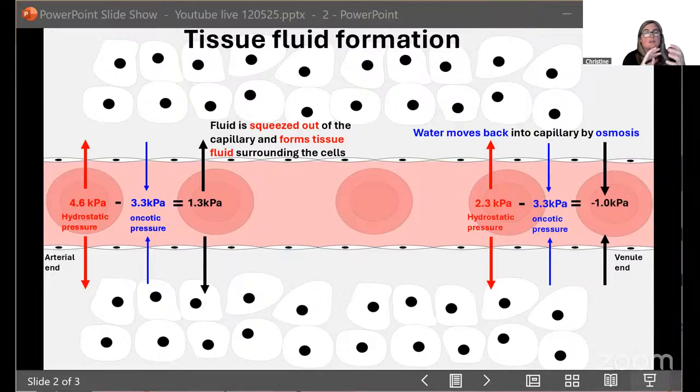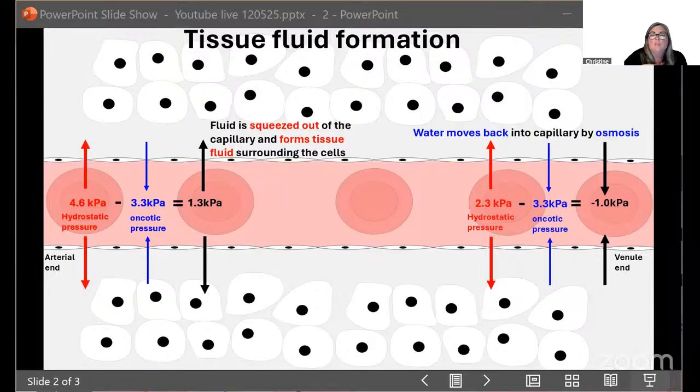So we've got these proteins, they're having an oncotic effect because of this oncotic pressure. So water moves into the capillaries by osmosis. We know that osmosis is the net overall movement of water. So it's really important that you understand this oncotic pressure is going to push the water back into the capillaries. So when we look at our arterial end of our capillary, what we note is the hydrostatic pressure is greater than the oncotic pressure. And because the hydrostatic pressure is greater than the oncotic pressure, that therefore means that fluid is squeezed out of the capillary and that forms your tissue fluid surrounding the cells.